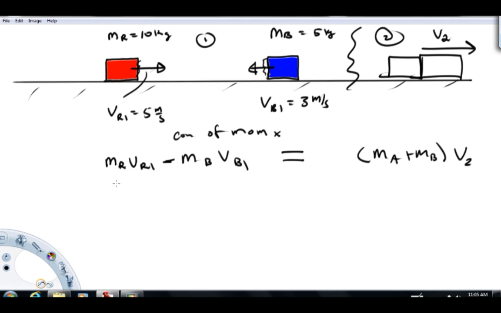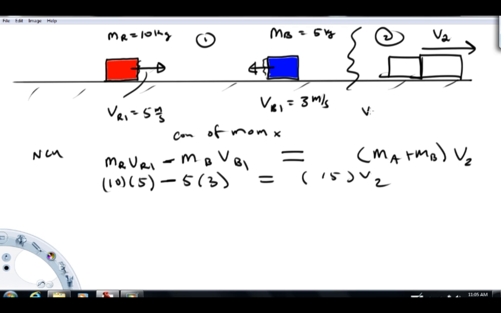So if we go ahead and put numbers into this, and I'm going to put a little NCU for note consistent units. So this thing is going to be a mass 10 kilograms, VR1, 5 meters per second, minus 5 kilograms times 3 meters per second equals the sum of the two masses, which would be 15 kilograms times V2. And we go through and solve this for V2.